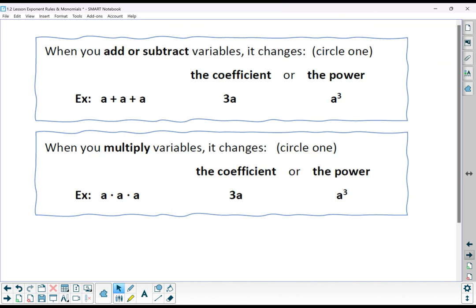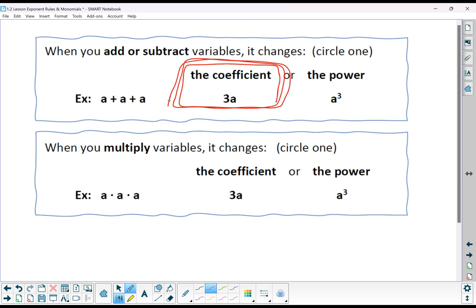Okay, so when you add or subtract variables like this, a plus a plus a, that changes the coefficient. When we're adding together, coefficients might change. We have 3a. When you multiply variables together, we can see that as a change in the power of the variable, a to the third.